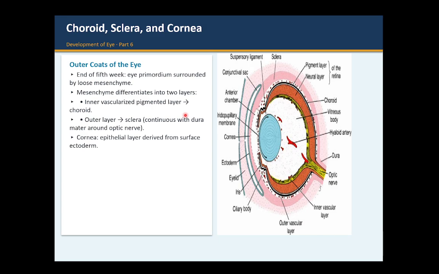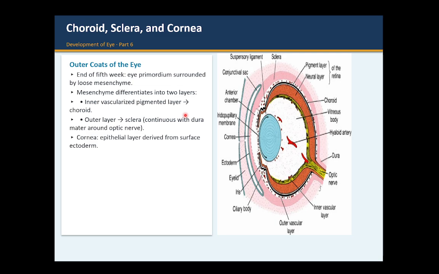Now, what have we made? We have made the lens, which is coming from the lens placode, which is the surface ectoderm. We have made the retina. The outer retina, which is the pigment retina, is from the outer part of the cup. The inner part of the cup is giving rise to the neuronal layer of the retina. And then this neuronal layer is moving forward and giving rise to the iris and the ciliary body, and the two muscles, the sphincter and dilator pupillae. The ciliary muscle is mesenchymal.